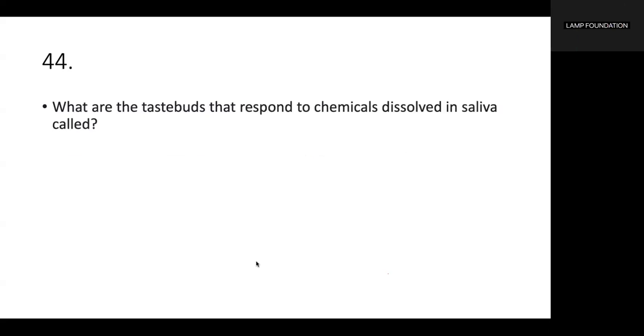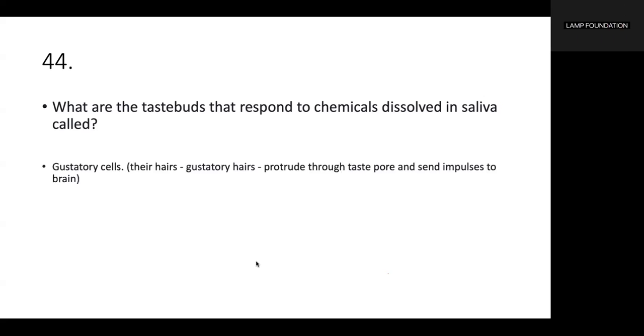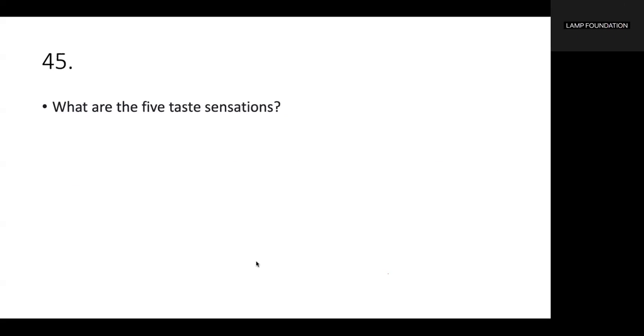What are the taste buds that respond to chemicals dissolved in saliva called? Gustatory cells. Okay. What are the five taste sensations? Sweet, sour, bitter, salty, umami.